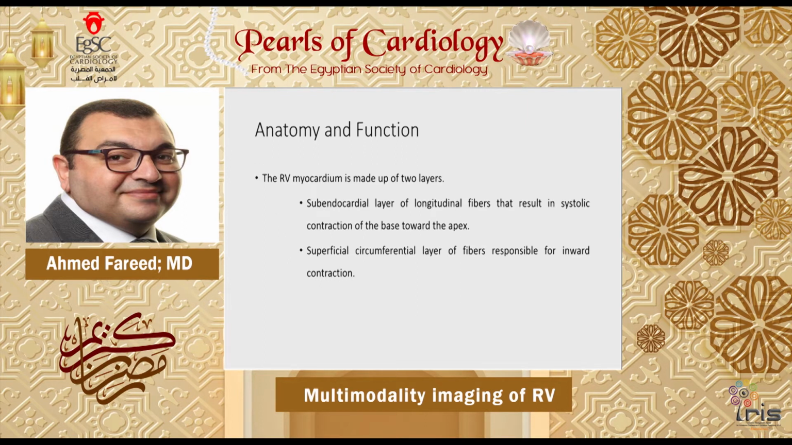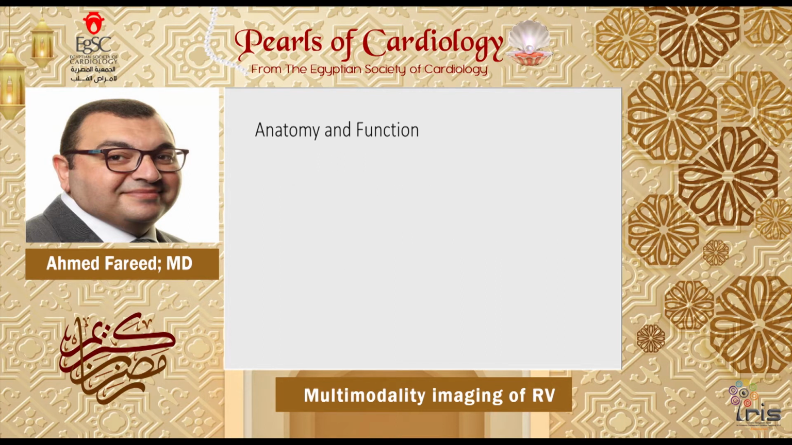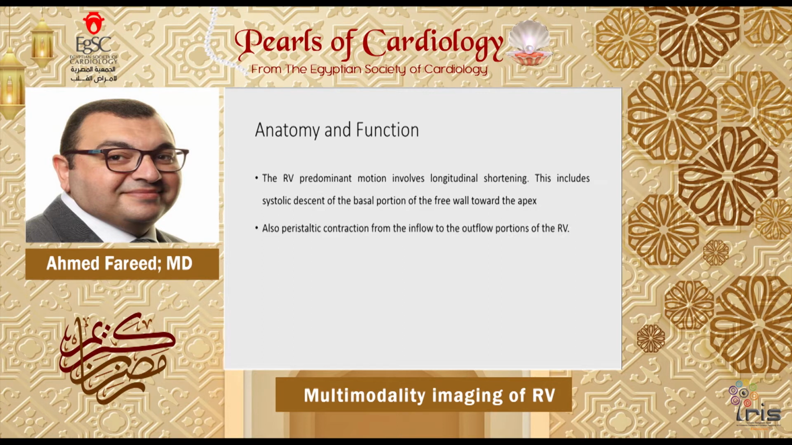The right ventricle myocardium is made up of two layers. The subendocardial layer of longitudinal fibers results in systolic contraction of the base toward the apex, and there is also a superficial circumferential layer of fibers responsible for inward contraction. But the right ventricle's predominant motion involves longitudinal shortening. This is the main motion of the right ventricle, plus there is some evidence of systolic descent of the basal portion of the free wall toward the apex. Also, there is a peristaltic contraction from the inflow to the outflow portions of the right ventricle. And unlike the left ventricle, twisting and rotational motions don't contribute significantly to right ventricle contraction.